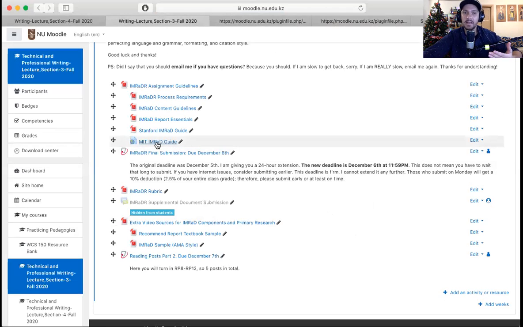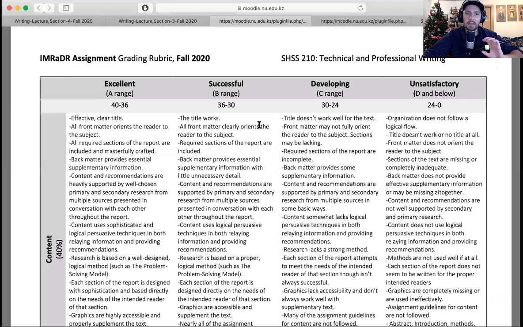But we have our MIT guide on the IMRAD. We have a Stanford guide. We have the Essentials guide that I created here. We have the IMRAD-R process requirements and the IMRAD-R assignment guidelines as well as the general content information. And then we have the rubric, very specific to our assignment, that you should definitely look through, okay? Obviously, we've looked at some examples over the last few weeks. I've dived in and shown you guys examples in these videos. And we have a couple of other examples here as well. And the rubric, as I said.